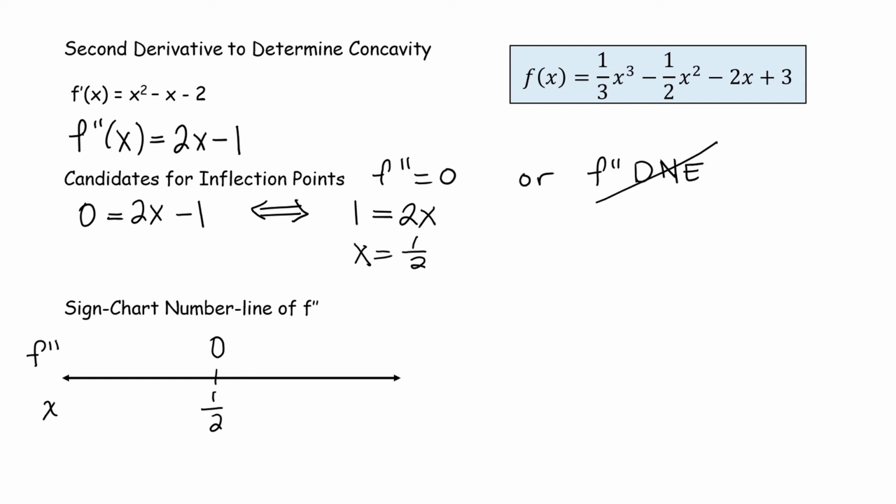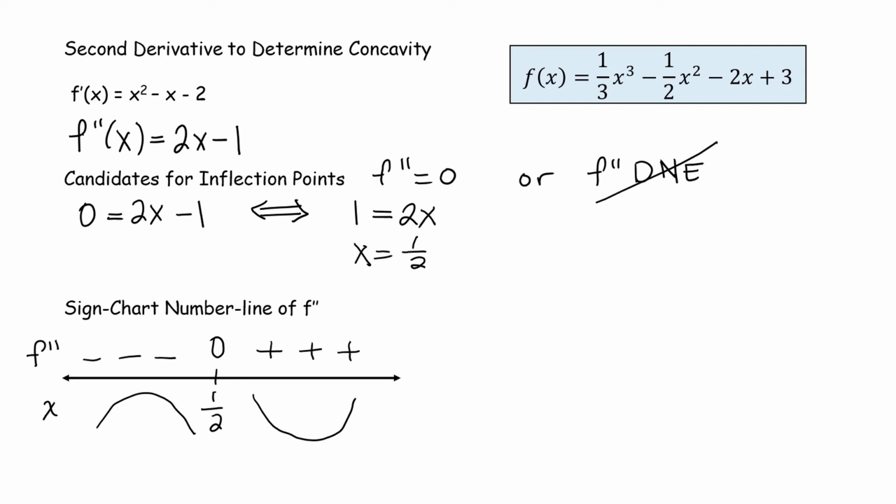A number less than 1/2, I'd pick 0. And so if we do 2 times 0 minus 1, that's 0 minus 1, that's a negative. Pick a number greater than 1/2. 1's an easy number to compute. So 2 times 1 minus 1, that's a positive. Knowing that a negative in a region for the second derivative tells us we have concave down, for values less than 1/2, the graph is concave down. And then to the right of 1/2, the second derivative is positive, so it's concave up.